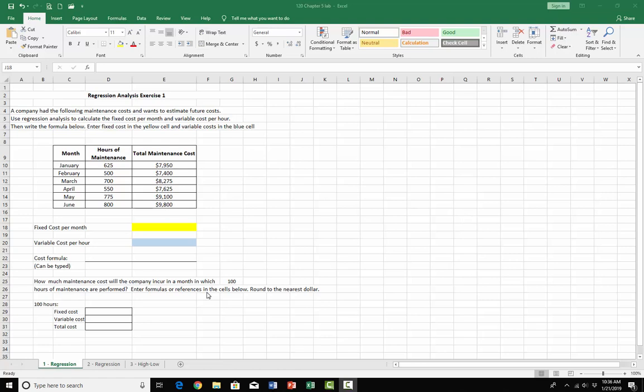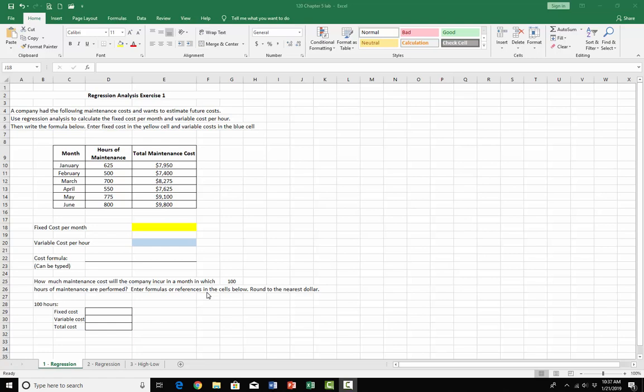Today we're going to be taking a look at a regression analysis example. We're going to use regression analysis in Excel to find the cost formula. And in this case we have maintenance costs for 6 months. We have 6 months worth of data and we have the hours of maintenance.